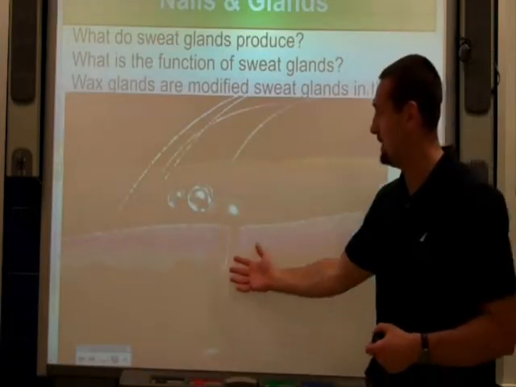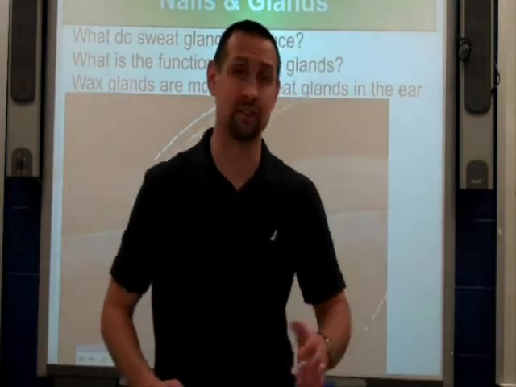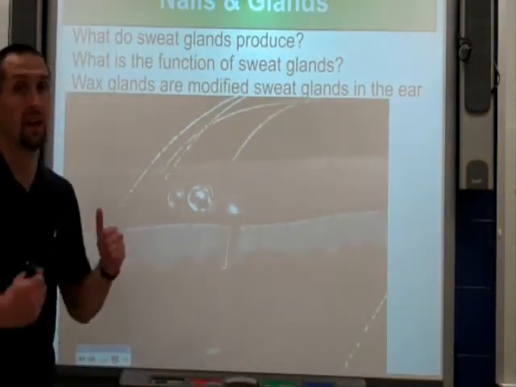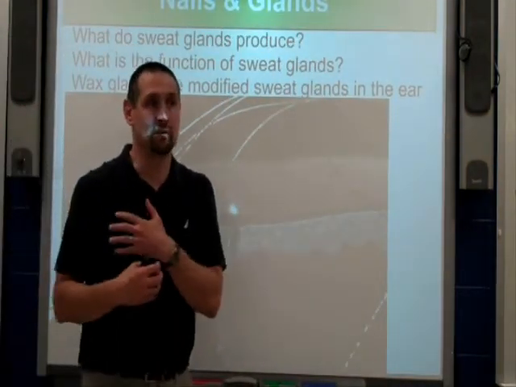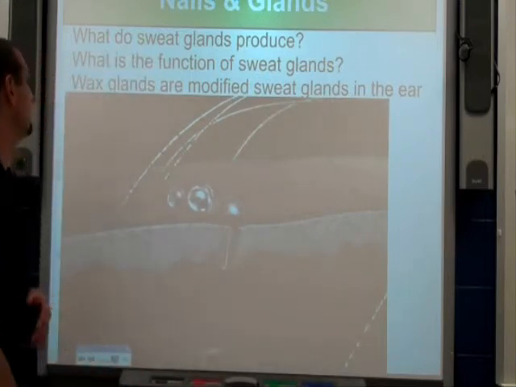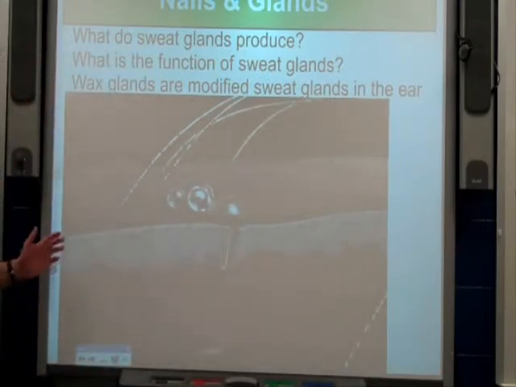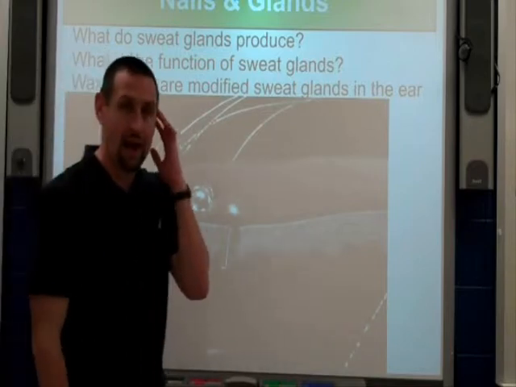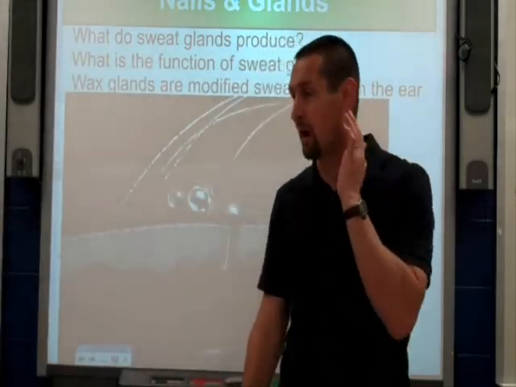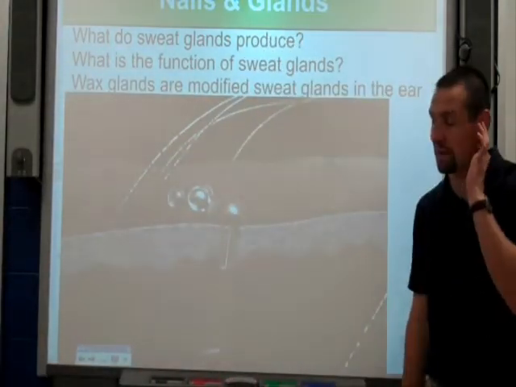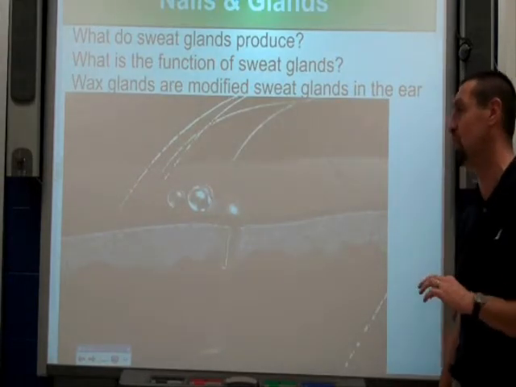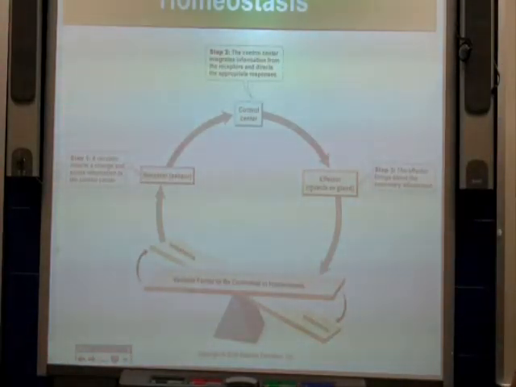Sweat glands produce sweat. The sweat helps to cool our body and regulates our body temperature. So when we're running and hustling and we start to sweat, it's our body's way of cooling itself. And in the ear, we have wax glands, but wax glands are just modified sweat glands. So it's a sweat gland in the ear that's slightly modified to produce wax as opposed to sweat.